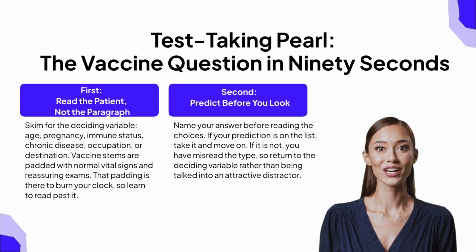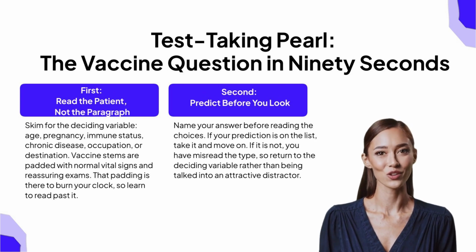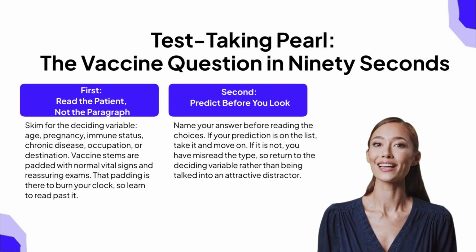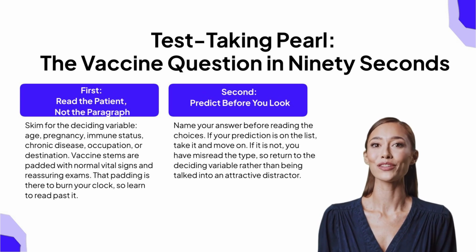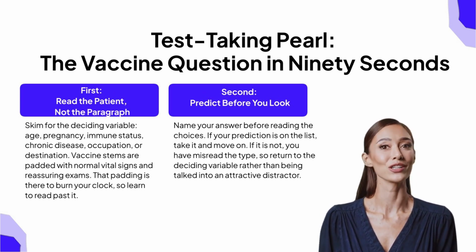Here is a pearl that ties everything together. First, read the patient, not the paragraph. Skim for the deciding variable. Age, pregnancy, immune status, chronic disease, occupation, or destination. These stems are padded with normal vital signs and reassuring exams, and that padding exists to burn your clock.